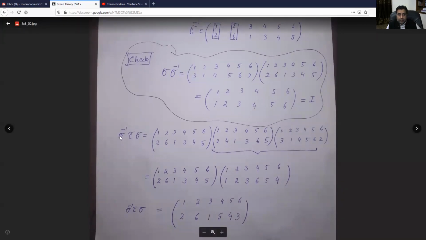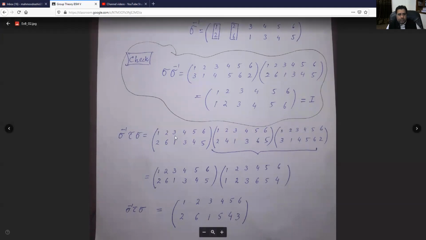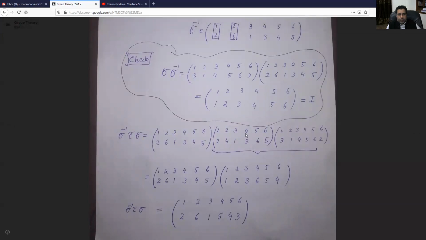Sigma inverse was not given. We ourselves computed sigma inverse. Tau and sigma are given, so you write sigma inverse in between tau and then sigma. Now you have seen, since the set S6 is a group, the associative law must hold.